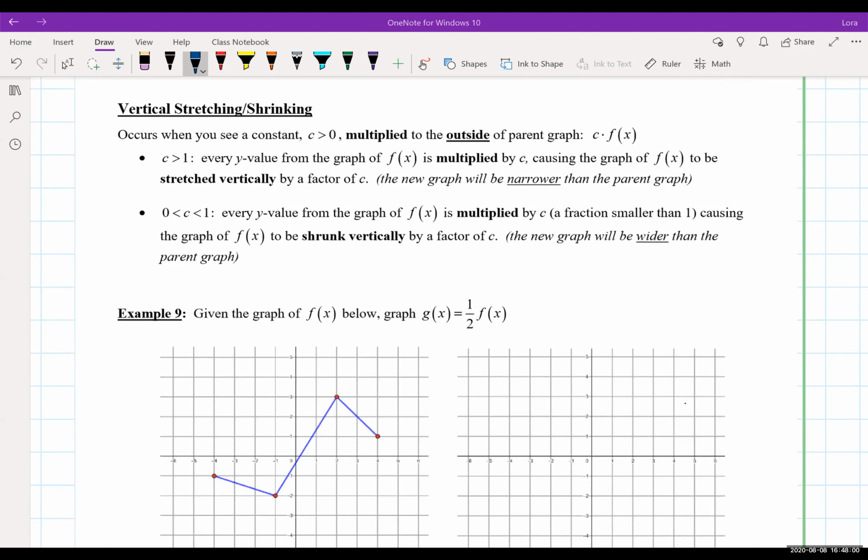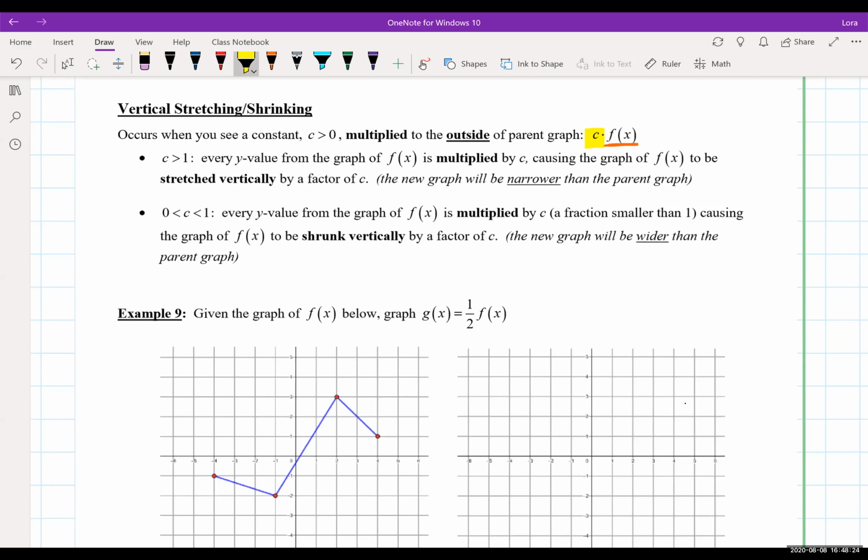Now, vertical stretching and shrinking. Let's take a look at how the parent graph is actually modified in this case. If we're playing again with the parent graph, we always define the parent graph as f of x. There's always going to be some constant multiplied to the outside of this parent graph. That's where we see that c from.